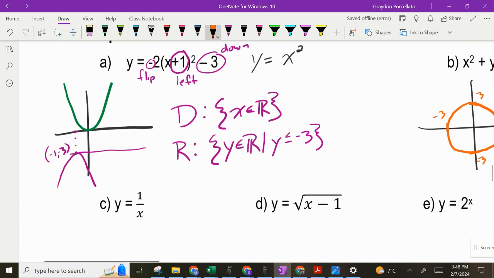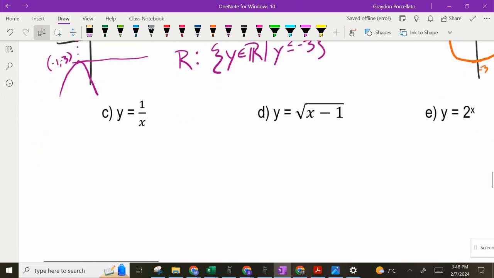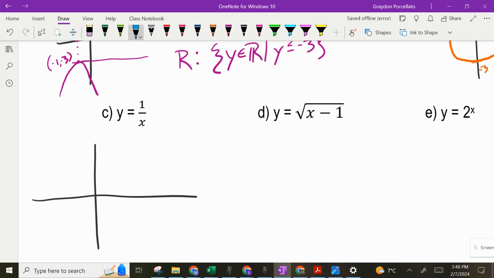Next question. This is a reciprocal function. Okay, from memory, what does a reciprocal function look like? It looks something like this. Okay, this one here, our domain. Well, what x values does our graph exist for? Our x can be any number except our x cannot be 0.